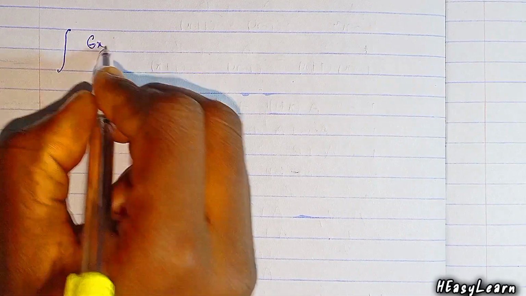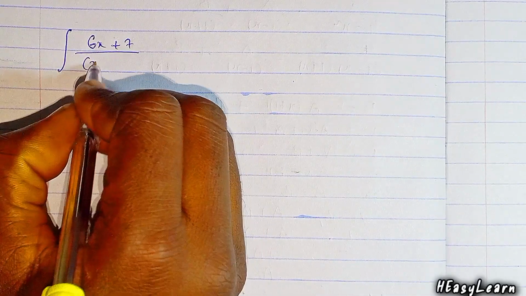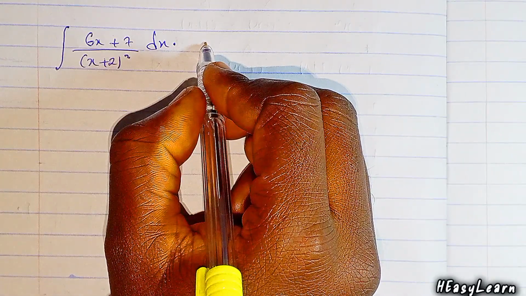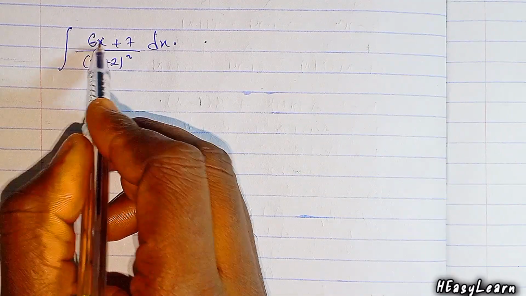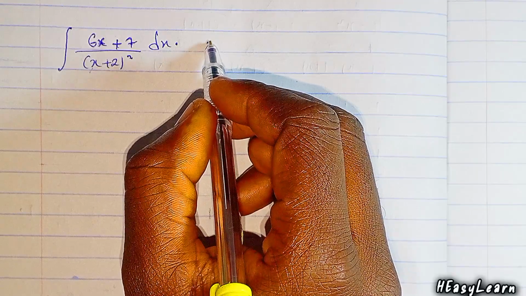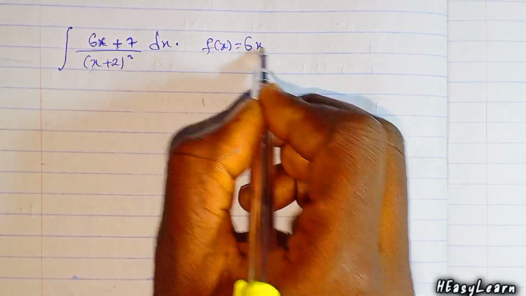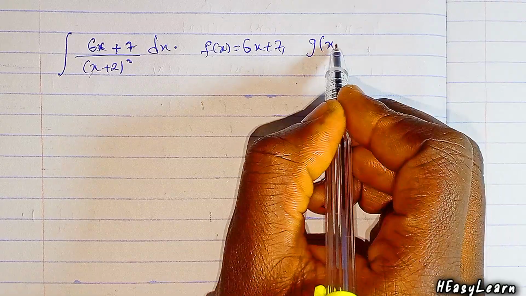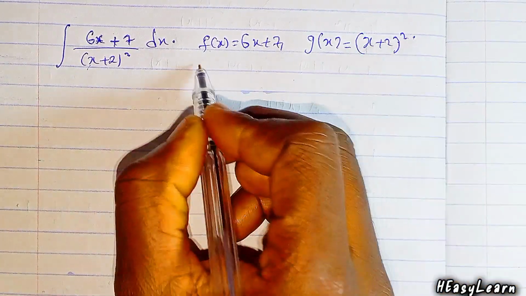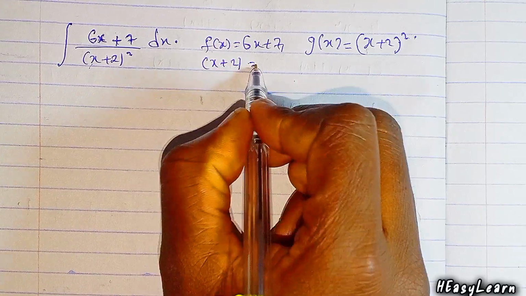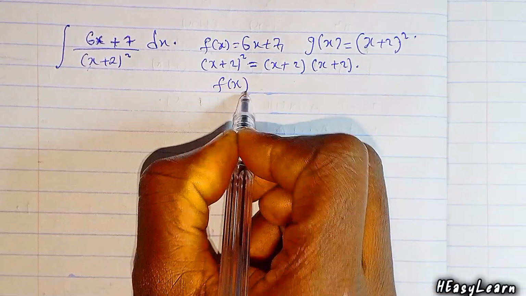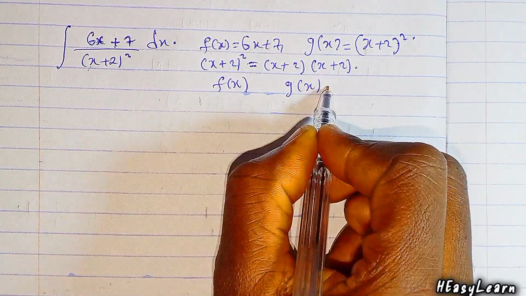Find the integral of 6x plus 7 divided by x plus 2 squared dx. In this case, we cannot use integration by parts, trigonometry, or the substitution method. So consider using partial fraction. We have to check that the numerator must be polynomial and the denominator must be polynomial. Again, we have to check that the denominator has factors in real. Again, the degree of the numerator has to be less than the degree of the denominator.